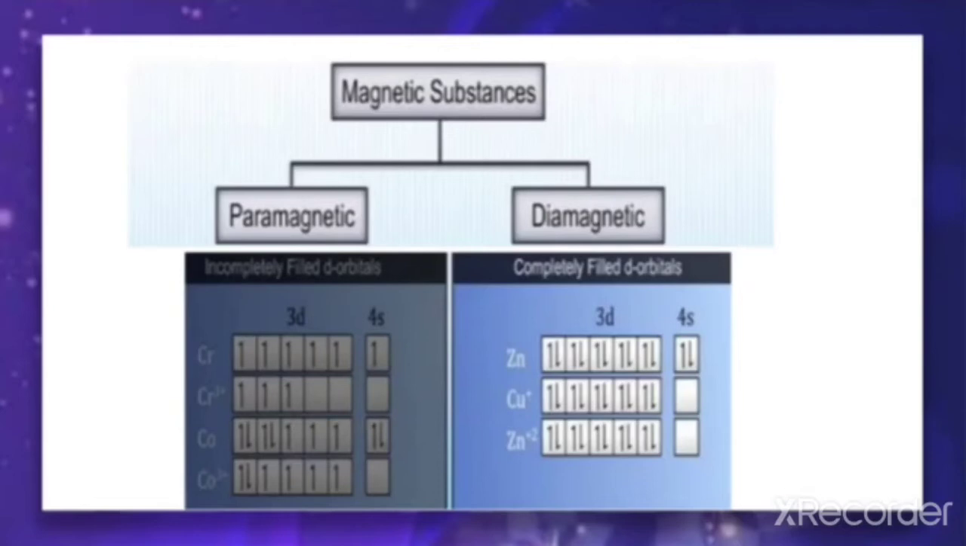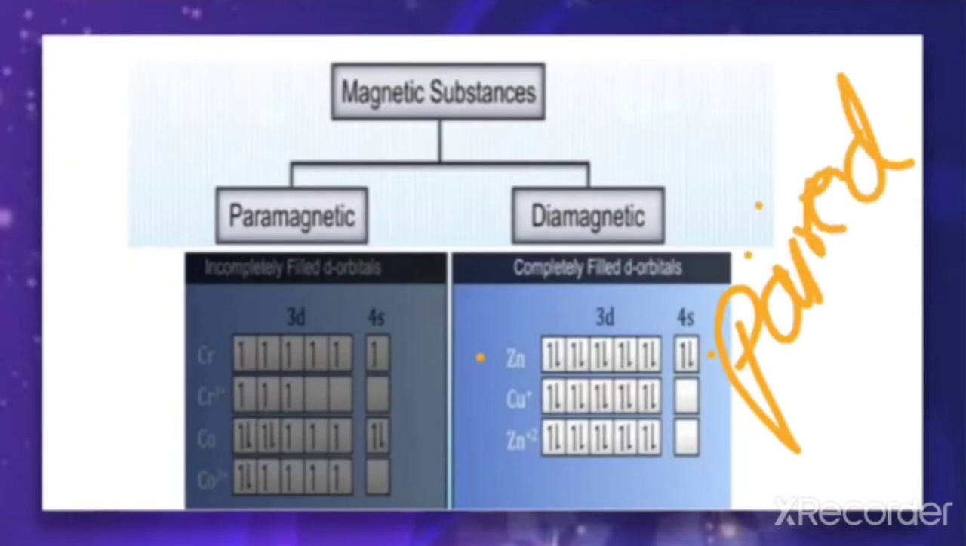Simultaneously, when you look at some examples of transition elements like zinc, which has a completely filled 3d orbital and a completely filled 4s orbital, the configuration of zinc is 3d10 4s2. In this case, we can see that all electrons are paired. That means there is no unpaired electron. So such substances, having all paired electrons, show diamagnetic behavior.